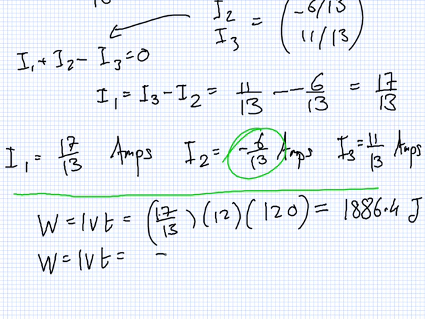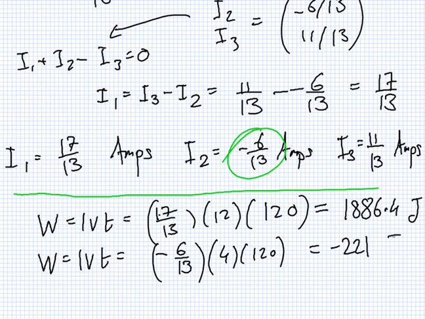Okay, and then for the second battery, IVT, is it I2? Yeah, I2. Now, the minus is actually interesting there. Minus 6 over 13 times 4 and 120. And what do you get? Minus 221 joules. Did they do the minus at the back? Yeah. Good. They went for 222. Oh, it's 2. Okay. My answer is more accurate because I kept my fraction where they had a decimal for the current. So somebody tell me, what does it mean if the second battery has minus 221 joules? What's this?